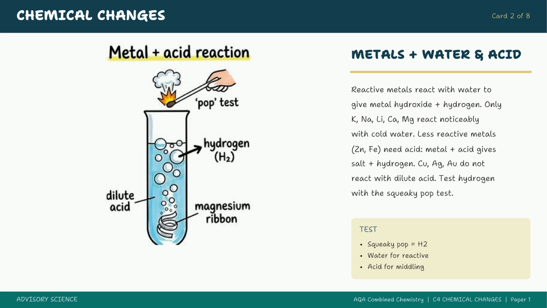When asked what gas is produced, the answer for metal plus water and metal plus acid is the same: hydrogen, and you test it with a lit splint and listen for the squeaky pop.